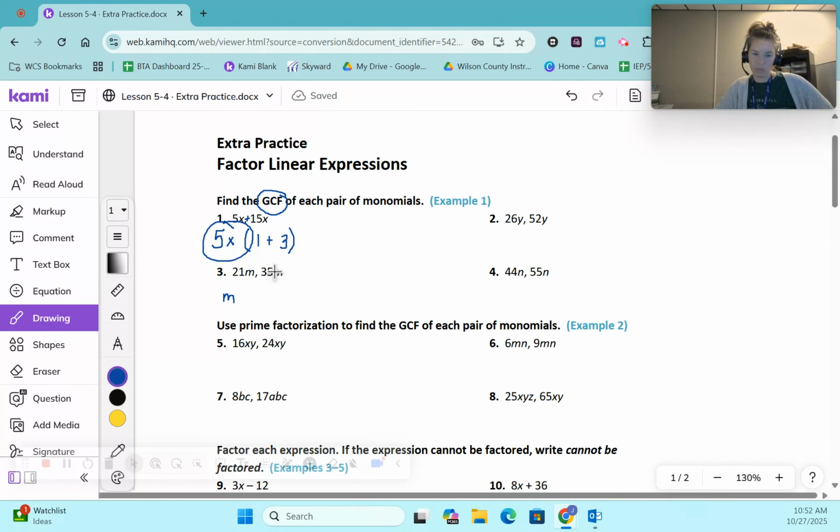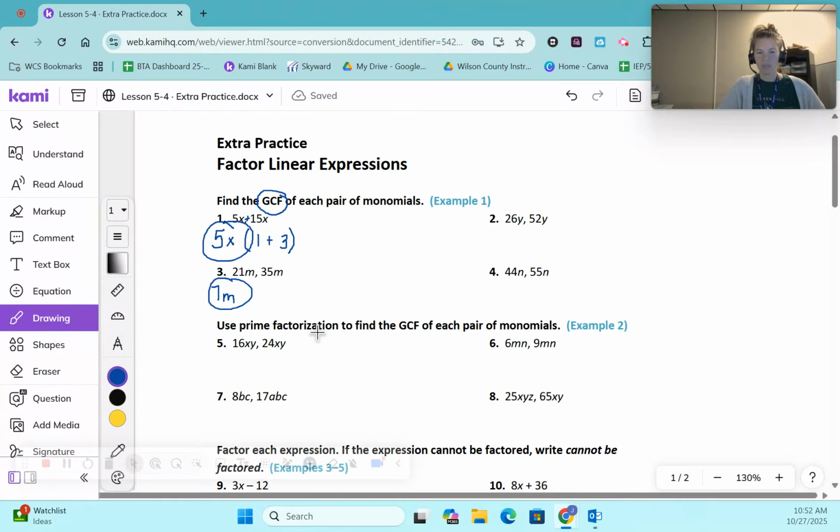Okay. Now 21 and 35, 7 goes into both of these. So 7 times 3 is 21, 7 times 5 is 35. So 7m is my GCF, or my greatest common factor.